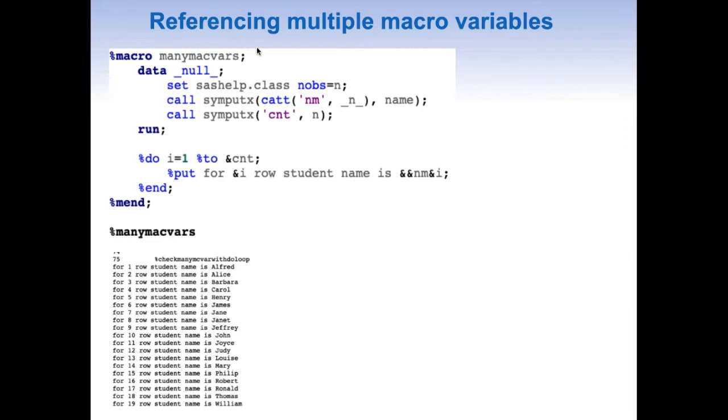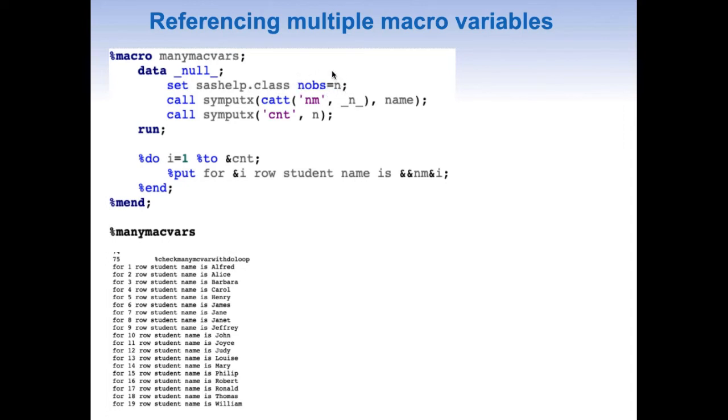Apart from that, we are also creating another macro variable CNT, and here I am saying call Symputx CNT comma n. Now let us try to understand what this n is and what its value is. So after our set statement, we are also saying nobs equal to n.